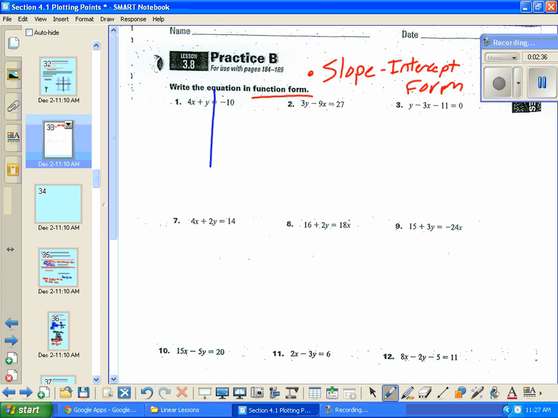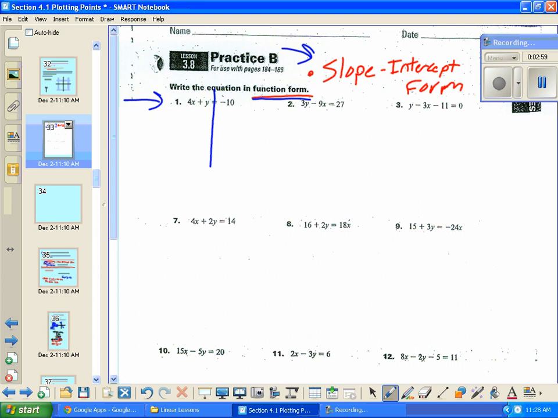So for this first one, it says 4x plus y equals negative 10. So this first problem here is what I'm looking at. We'll go through some of these together as a class. In this particular one, I'll talk about, again, trying to get the equation in slope-intercept form. Or again, as it says here, in function form. Either of those ways means the same exact thing. I'm just trying to solve this equation for y and get y by itself.